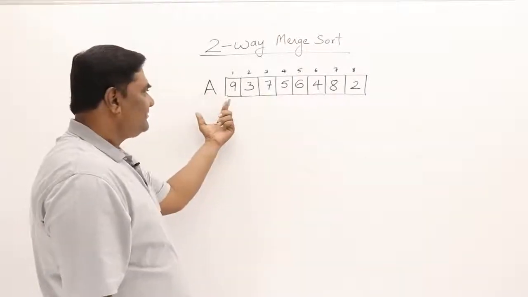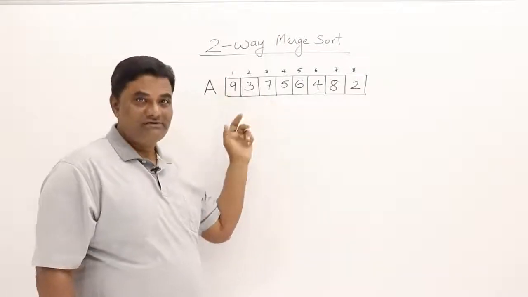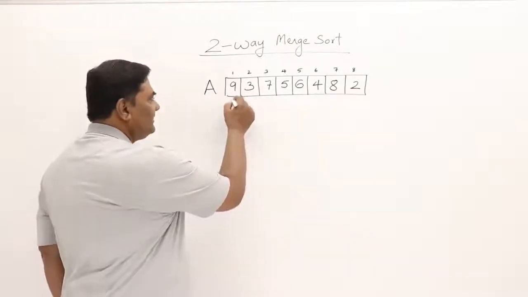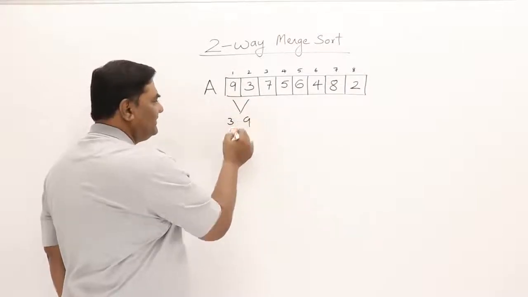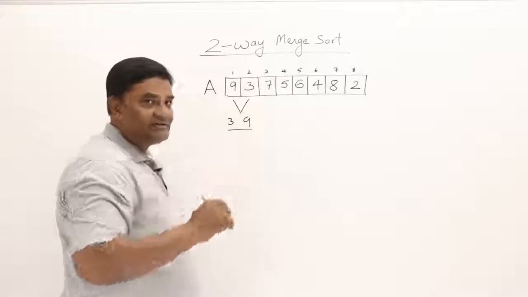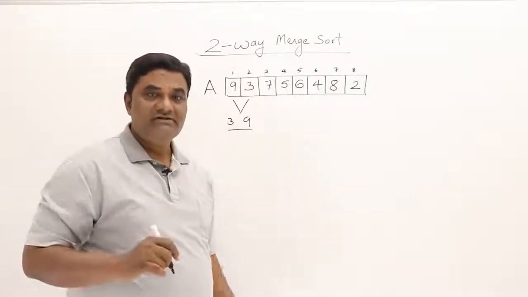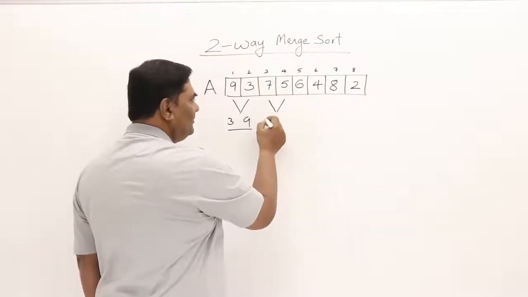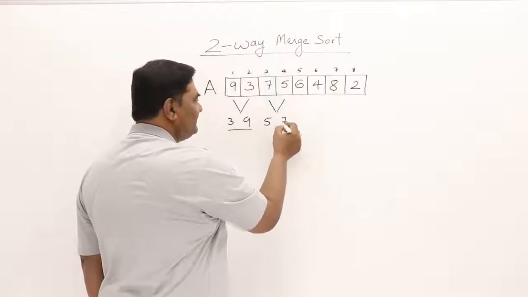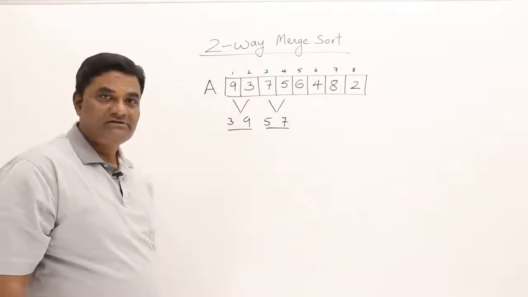I will select the first 2 lists. Actually these are 2 elements, but I am calling them 2 lists. Merge them. So what do I get, 3 is smaller than 9. So I got one list, that is, merging of those 2 is done. I got a single list with 2 elements. Then I'll merge these 2, 5 and 7. Now I got one more list with 2 elements.